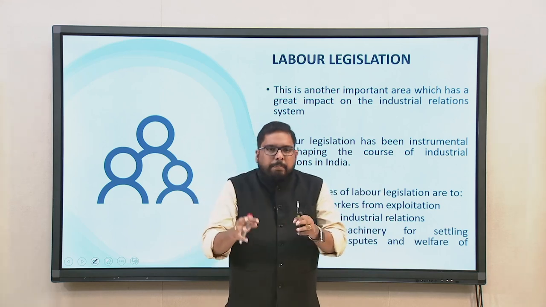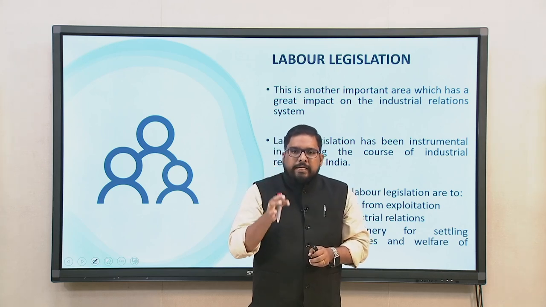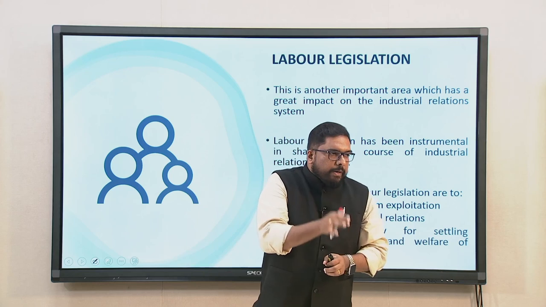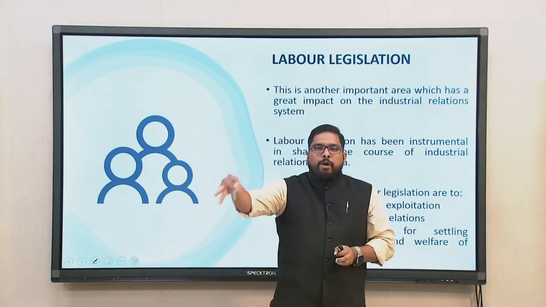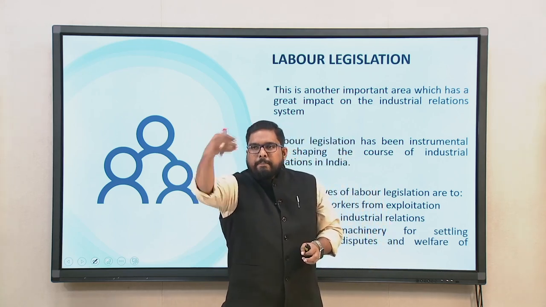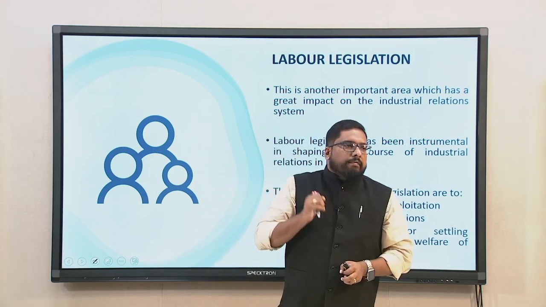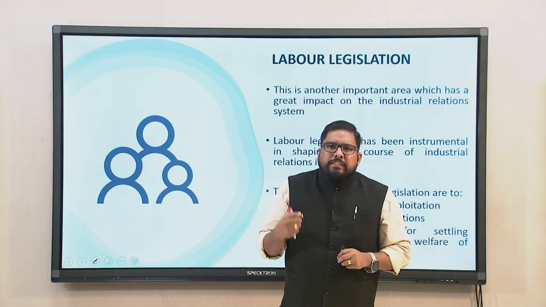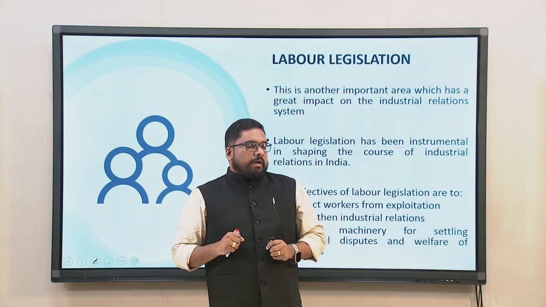So in this context, it is vital to understand that to strengthen industrial relations, to strengthen the association and the link between employer and employee, and finally to have a harmonious conduct of operations within a plant, factory or company, you need to have labor legislation. Please understand, this is how labor legislations have effectively, over a period of time, strengthened industrial relations.